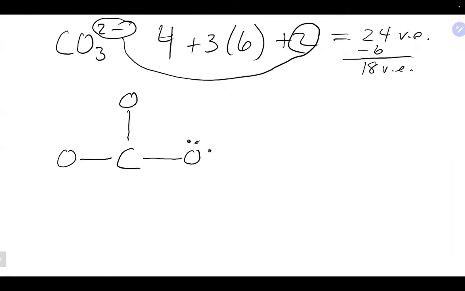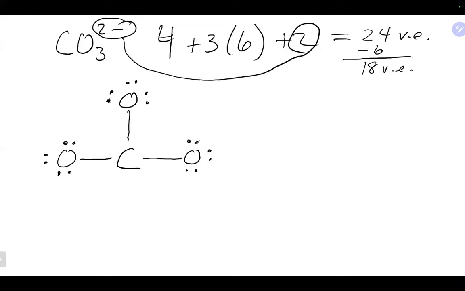4, 6. So that is filled. 8, 10, 12. That is filled. 14, 16, and 18. That is filled at this point. That is all 24 electrons. Is everybody good in this picture? The answer is no.